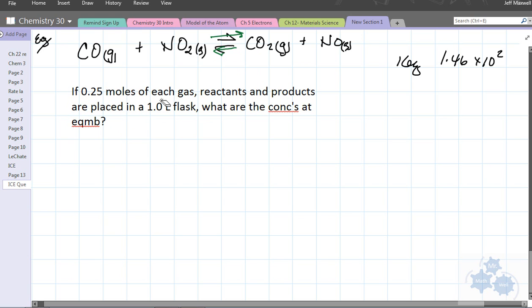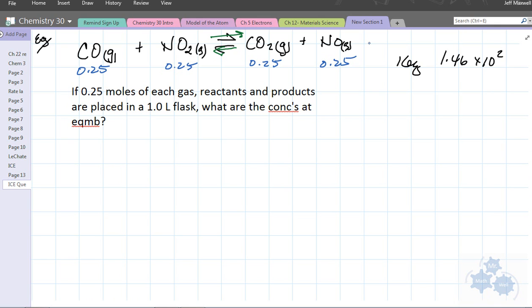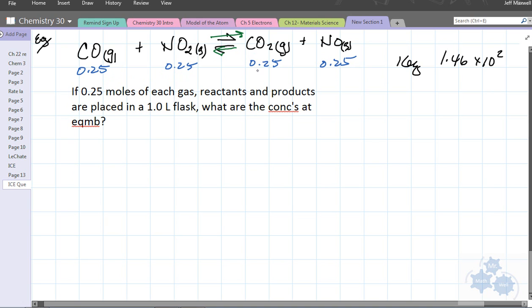So it says 0.25 moles of each gas. So that means we have 0.25 moles of everything, both sides. So the initial concentrations are given of everything. Again, a lot of times it's just initial concentrations of the reactants and then these are at 0, right? But in this case, we've got initial concentrations, and of course it's a 1 liter flask, so this is molar. Right? So in your ICE chart, CO, NO2, CO2, NO.